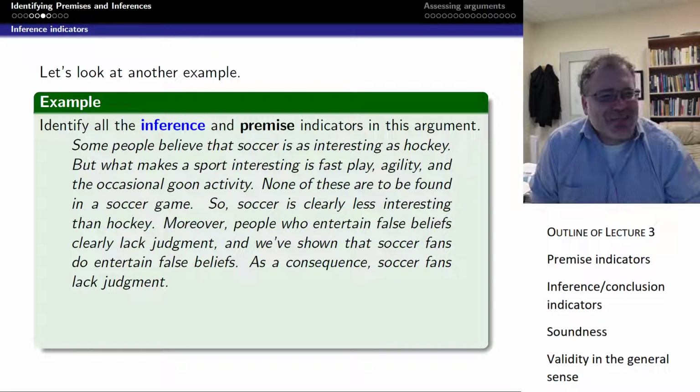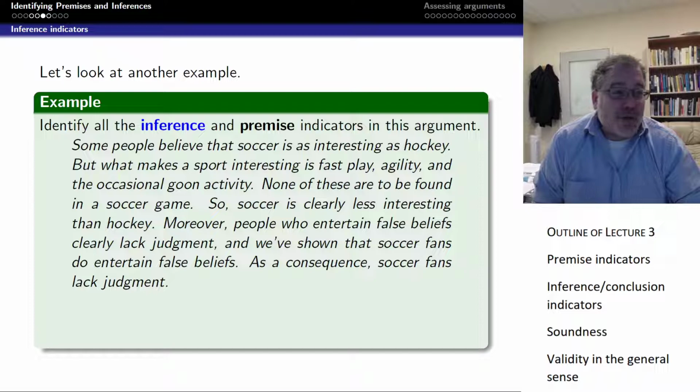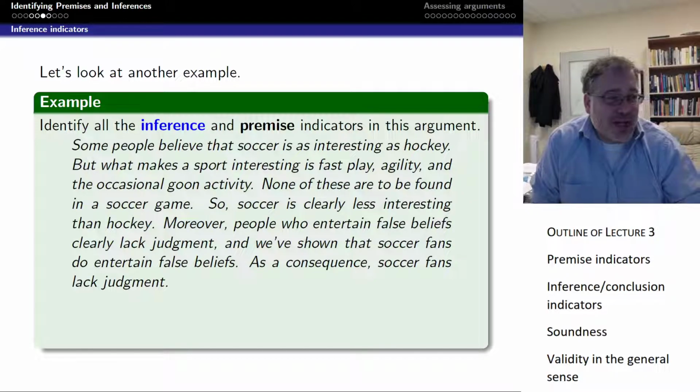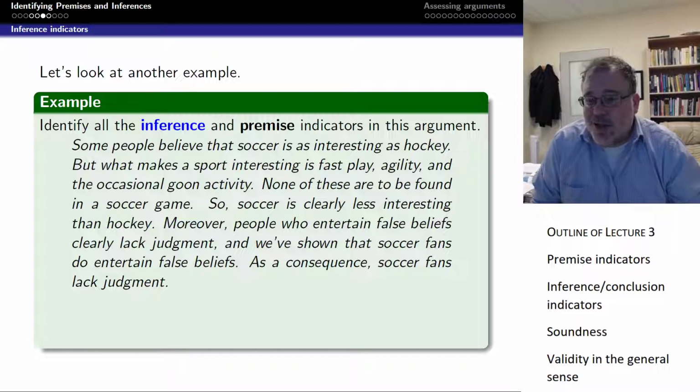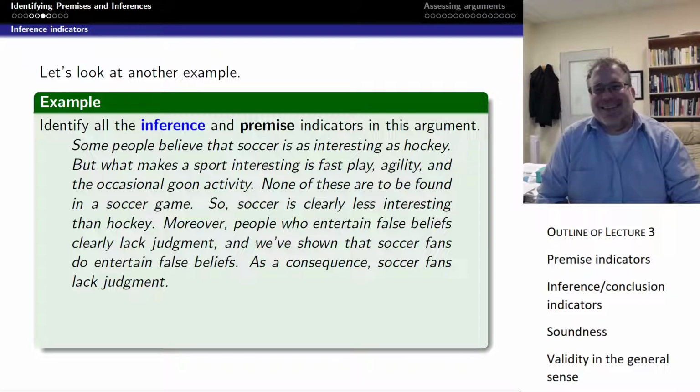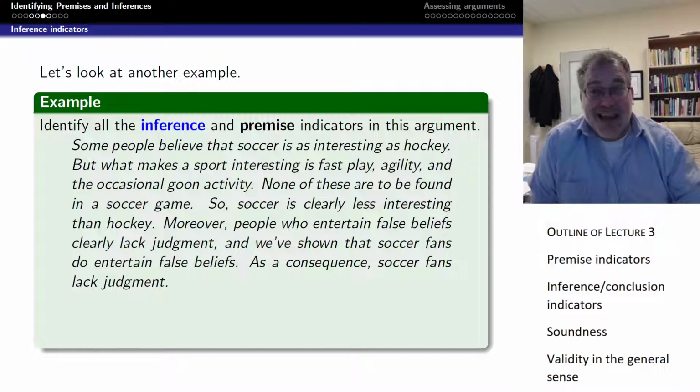So here's the example. Some people believe that soccer is as interesting as hockey. But what makes a sport interesting is fast play, agility, and the occasional goon activity. None of these are to be found in a soccer game. So soccer is clearly less interesting than hockey. Moreover, people who entertain false beliefs clearly lack judgment, and we've shown that soccer fans do entertain false beliefs. As a consequence, soccer fans lack judgment.